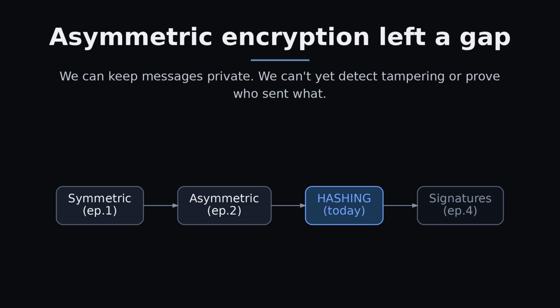It doesn't encrypt anything. It doesn't have a key. It just takes data in and produces a fixed-size fingerprint out. That tool is the cryptographic hash function. Without it, signatures don't work, password storage doesn't work, file integrity doesn't work, version control doesn't work, and no blockchain has ever existed. It is the most used primitive in computer security.